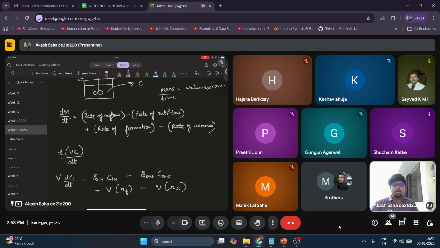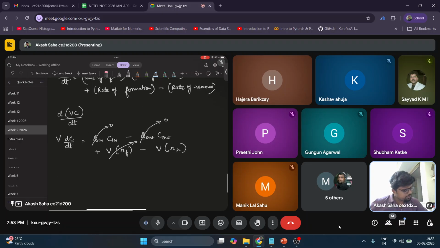Now for any batch reactor, my Q in is zero because there is no constant discharge coming in. My Q out is also zero. And in the reaction, we are trying to degrade it. Most of the time, there will be some mechanism to degrade or reduce the concentration of the pollutant, or whatever we are trying to do. So there is no rate of formation also. All these things will become zero. Only the rate of removal will be there.